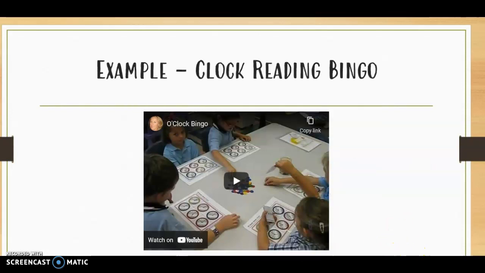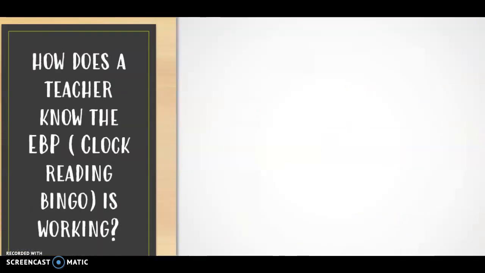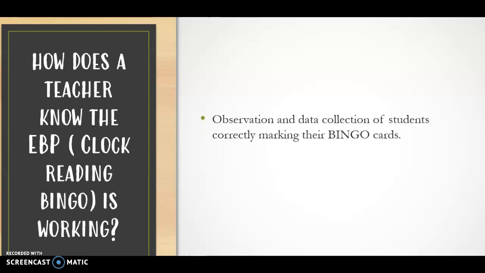Sorry. Okay, so that was my example of clock reading bingo. So how does the teacher know the evidence-based practice of clock reading bingo is working? She or he can do this through observation and data collection of students correctly marking their bingo cards. If I did this, I would have the students working in groups. That way I can go around individually and maybe make tallies to keep up with how the students are progressing.